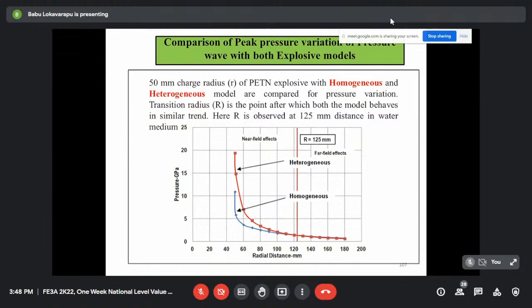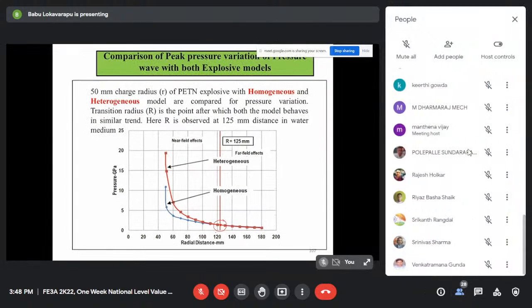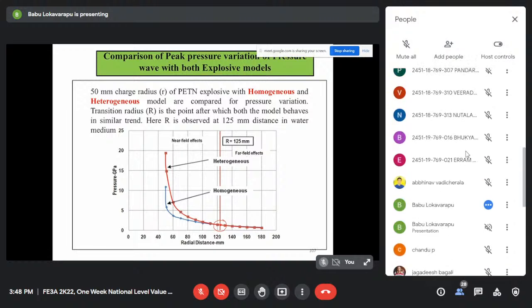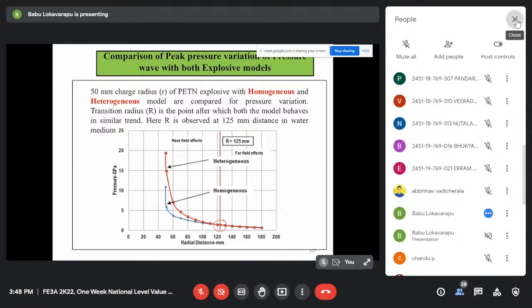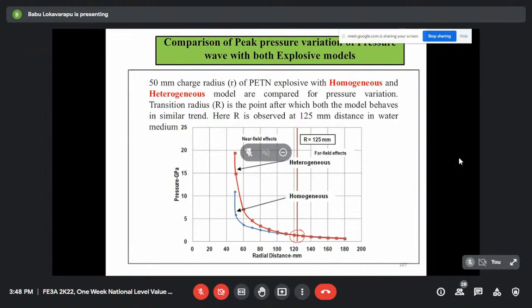There is a clear indication here. Up to here, on the left side, they are different. After crossing this point, both are the same. So that is the transition. Therefore, up to 120, let us say approximately up to 123 or so, they behave the same. So what is the transition here?